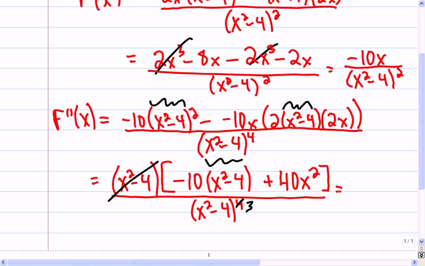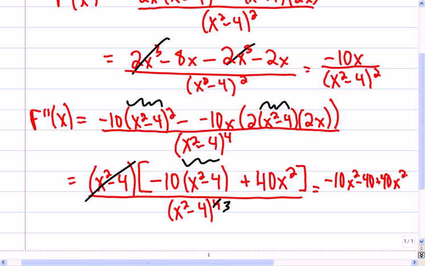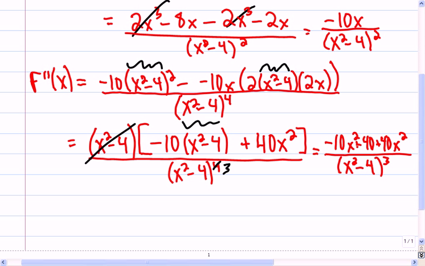So the second derivative will be negative 10 times x squared minus 4, plus 40x squared, all over x squared minus 4 cubed. So the best I can do with the second derivative, oh sorry, yes you're right, it's positive 40. The best I can do with the second derivative, I believe, will be like this.